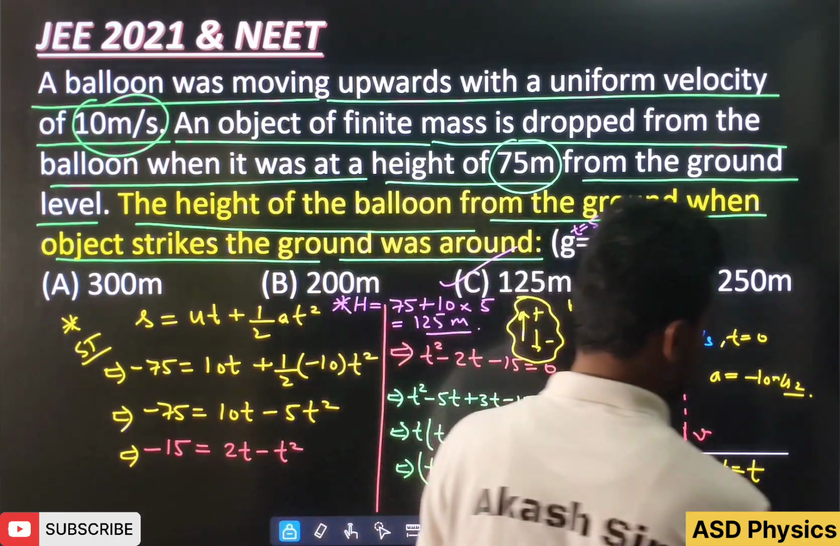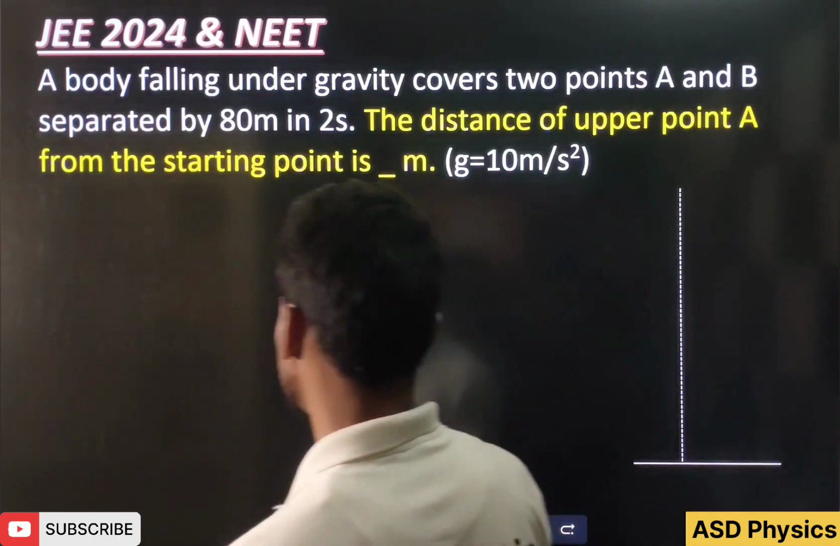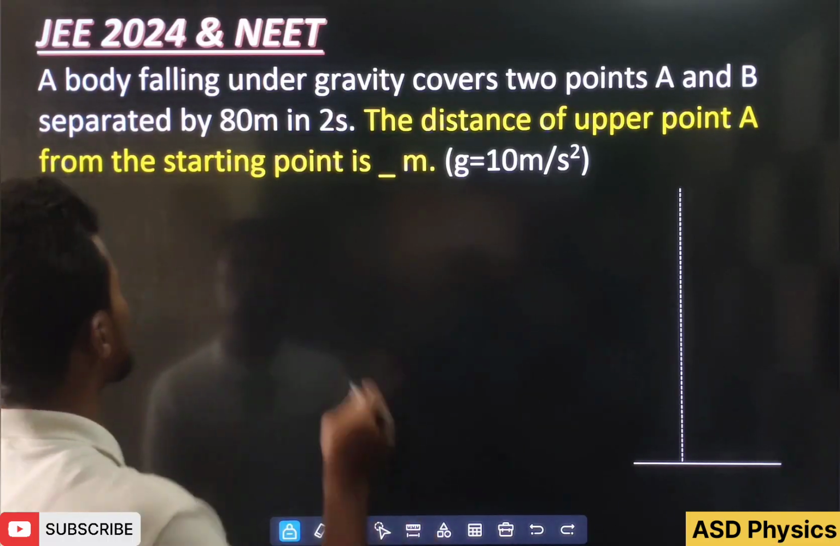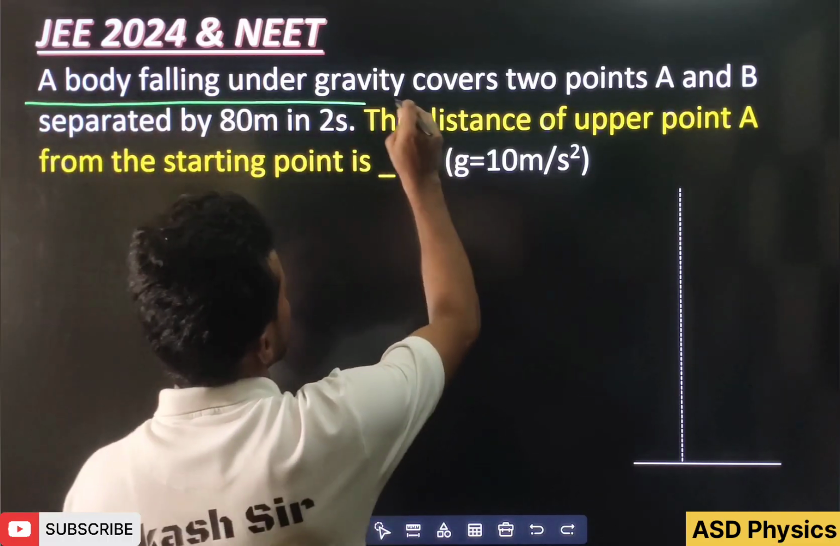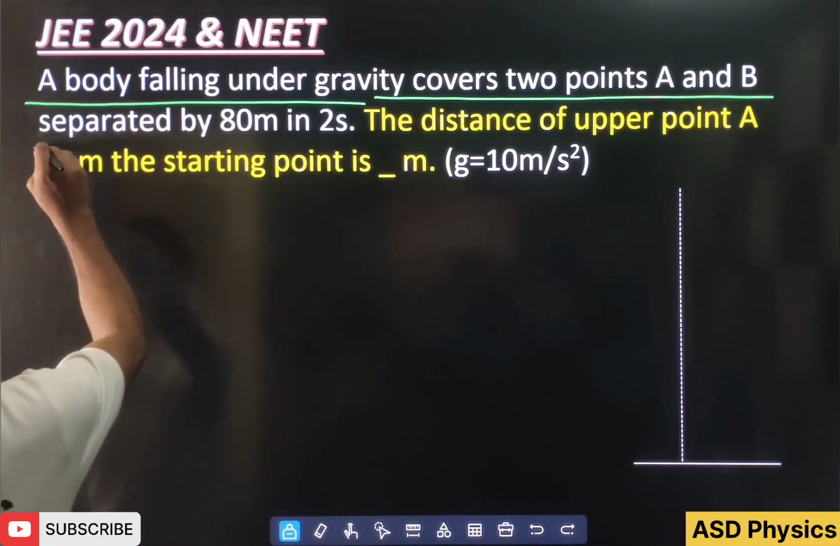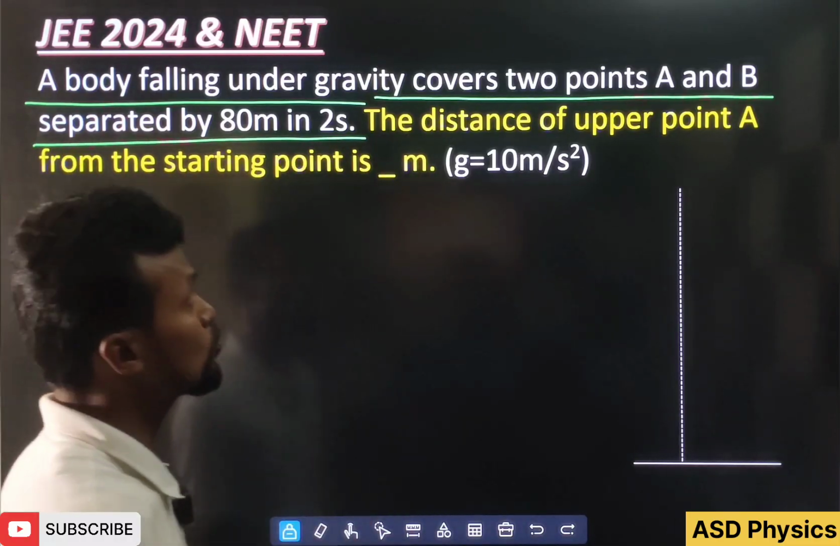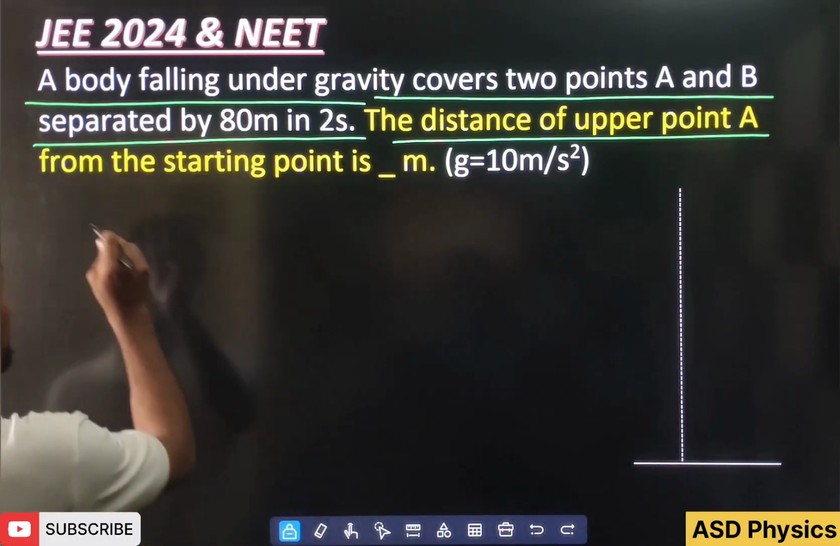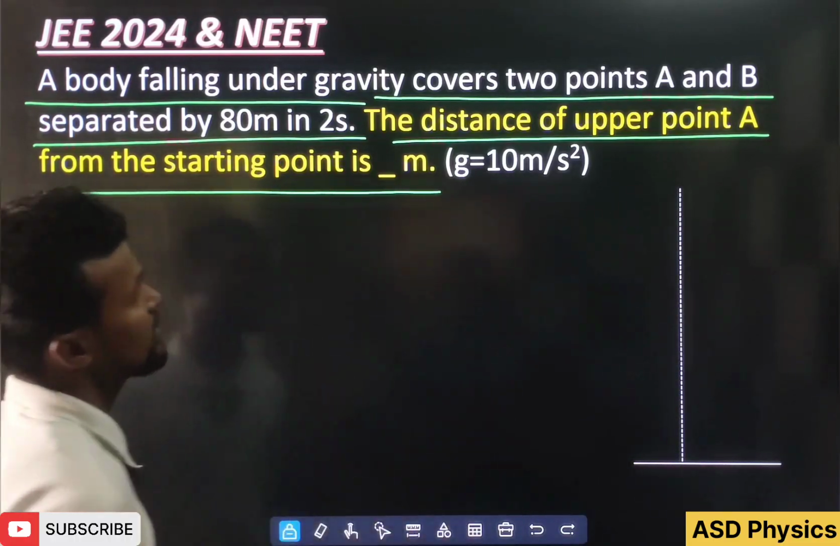Okay, great. Now, students, let's see this question here. The question asked in JEE 2024. A body falling under gravity covers 2 points A and B separated by 80 meter in 2 seconds. The distance of upper point A from the starting point is how much?